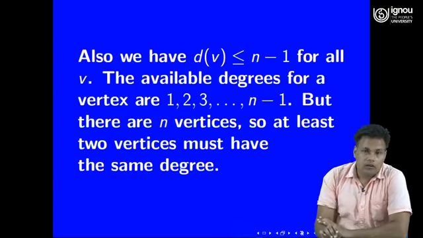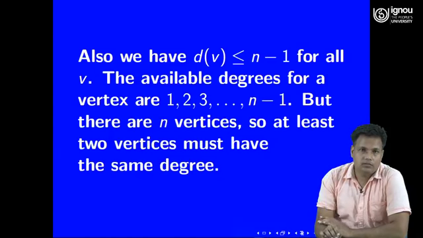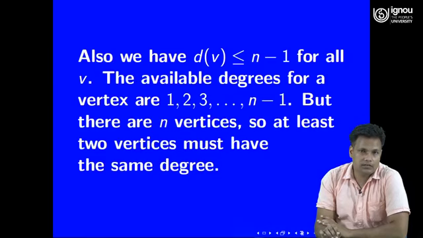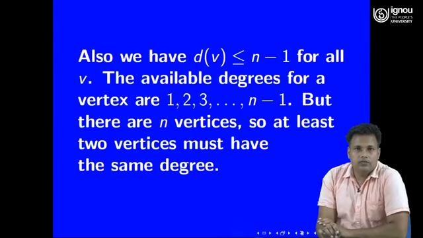So there is no such simple graph which has all vertices of distinct degrees. That means in every simple graph, there are at least 2 vertices that have the same degree.